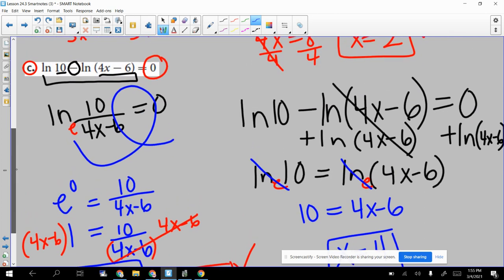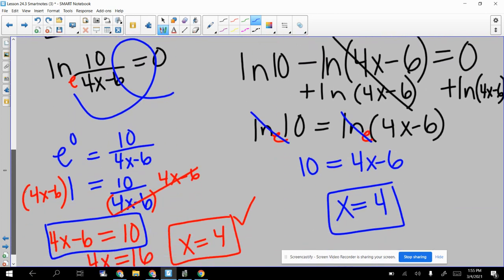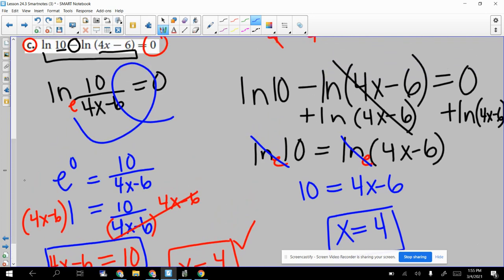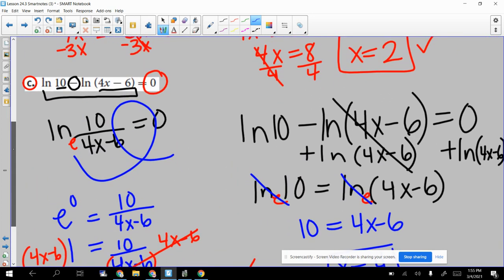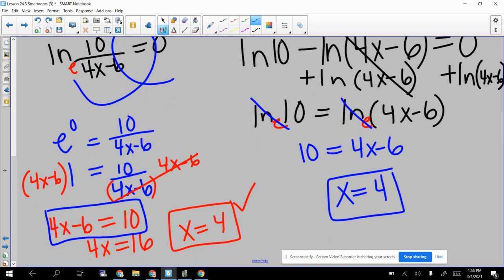Okay, so it's almost like we kind of learned two different methods here today. And then we also learned that we might have to use our logarithmic properties to help us out as well.